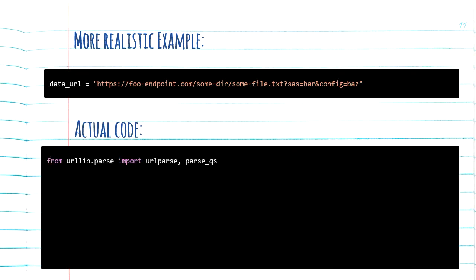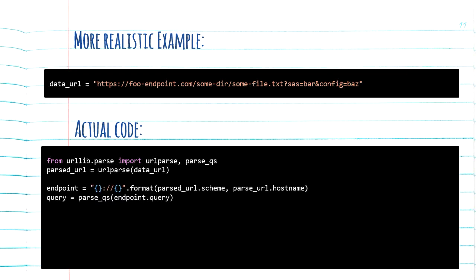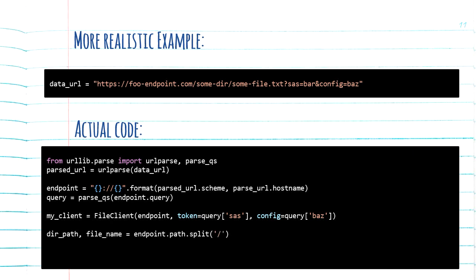However, what is the most common scenario for downloading a file? You're given a file URL. We do this every day. So, given this URL, how can a user use our client to download a file? Well, now we have to import some URL parsing, parse the URL, construct the endpoint, parse the query parameters. We pass in the token query parameter and some configuration parameter. We have to separate the path to get the directory name and the file name. And then we can download our data.